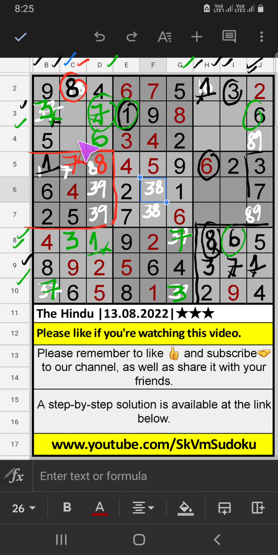Column C, 2 numbers are remaining, 1 and 2. Third row, we already have 1, so 1 can't come in the cell, 1 is confirmed here. Then 2 is here. Third row, 2 numbers are remaining, 4 and 5. It will come in one of the 2 cells. We will confirm later.